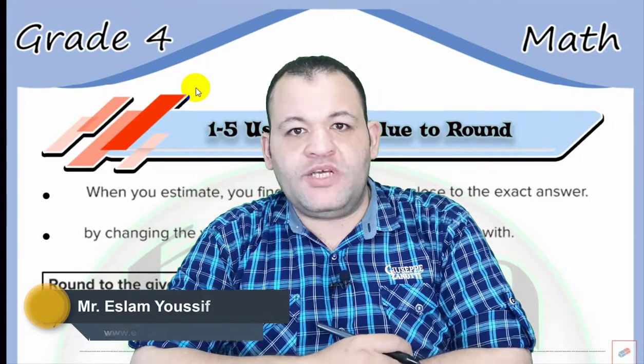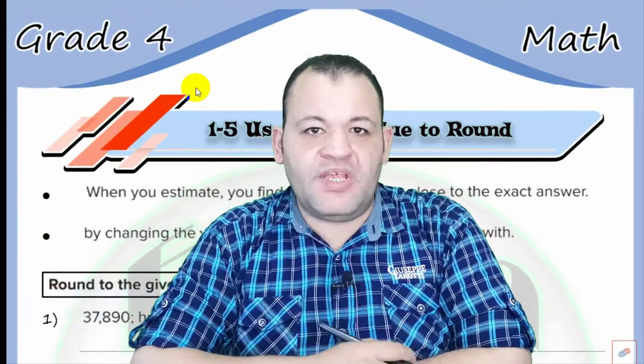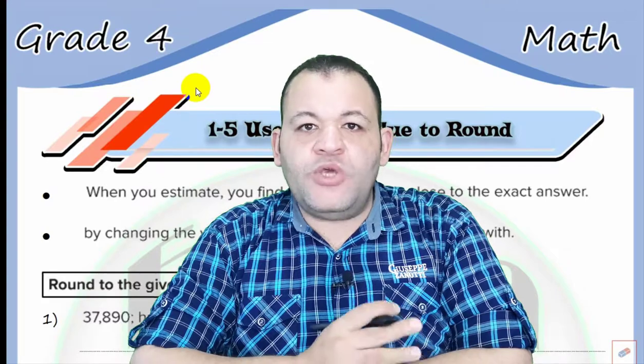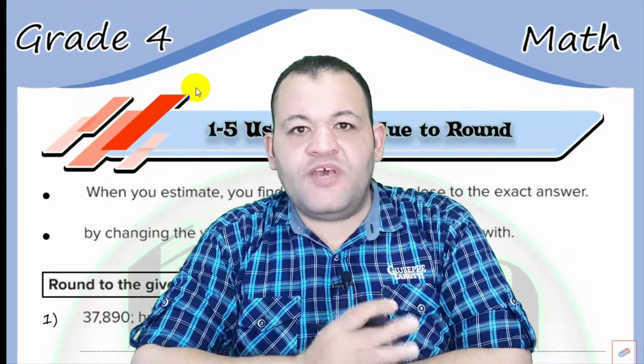Our lesson today is about using place value to round. What is the meaning of rounding a number, or when can we estimate a number? When we estimate a number, we use it to find the closest number to the given answer.